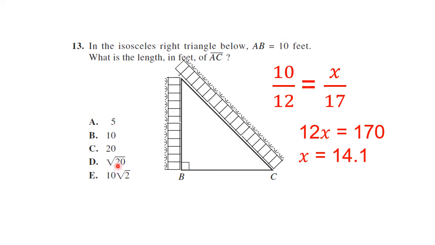So now let's look at our answer choices. We can eliminate choice A because it's only 5, choice B because it's only 10, and choice C because it's 20. Now we say, well, is it D or E? For D, we know that the square root of 16 is 4, and the square root of 25 is 5, so it has to be between those. So D's out. 10 root 2 is 14.1, so it has to be choice E. And that's how you use measurement techniques.